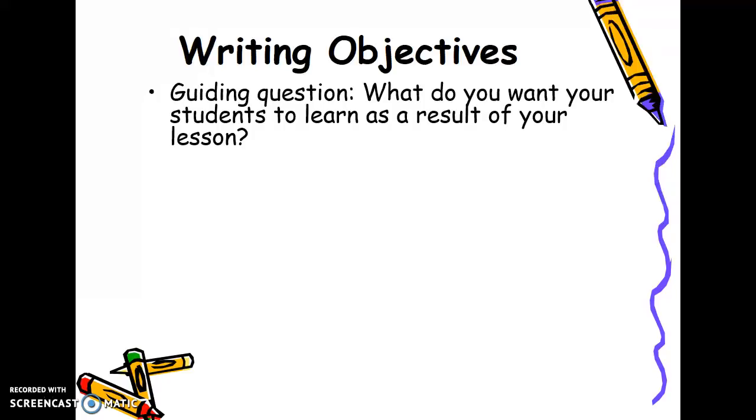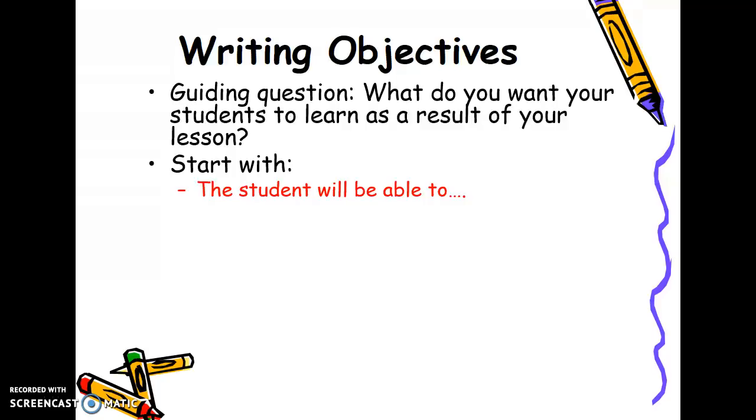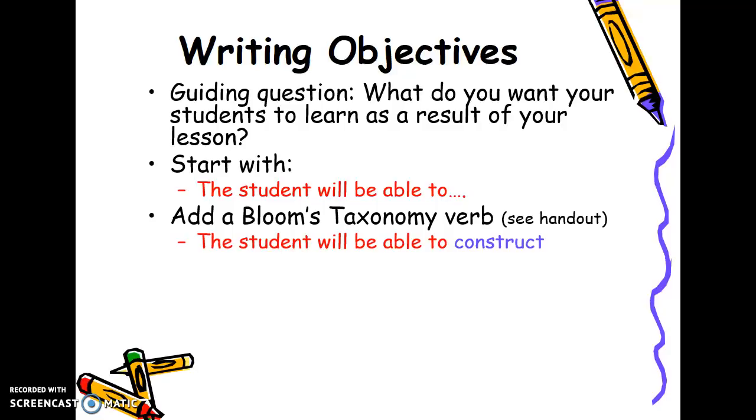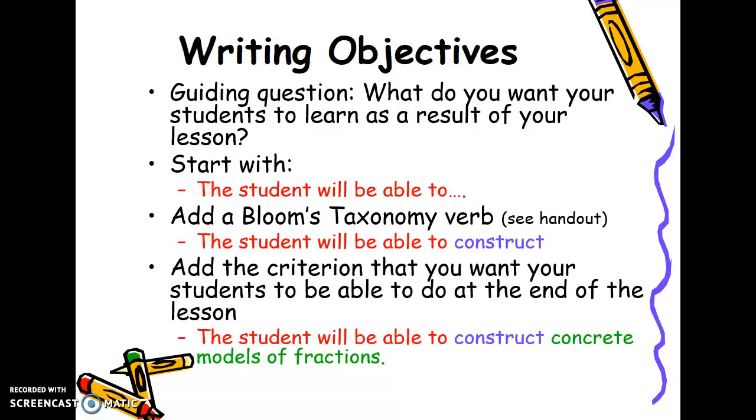Okay, writing objectives. What do you want your students to learn as a result of your lesson? You're going to start it with the student will be able to. You always start your objective, and this is going to make more sense here in a little bit, but you're going to start it with the student will be able to, and then you're going to add a verb. You can use the same verb that is on the TEK, okay? But in this case, I've got the student will be able to construct, and then it says add the criteria for what you want your students to be able to do by the end of the lesson. The students will be able to construct concrete models of fractions. Okay, pretty simple.